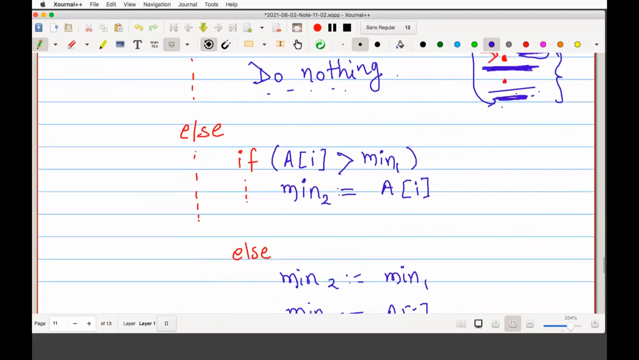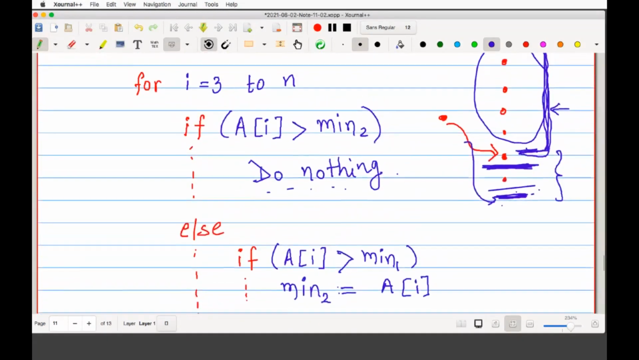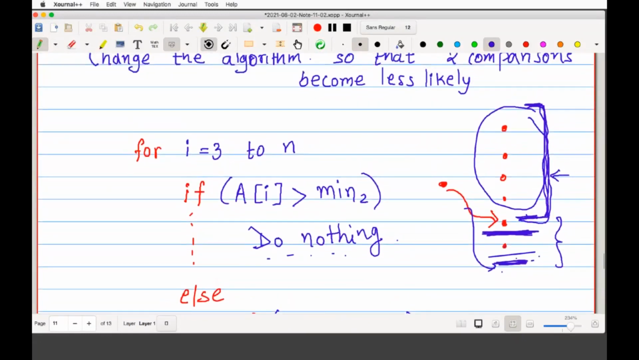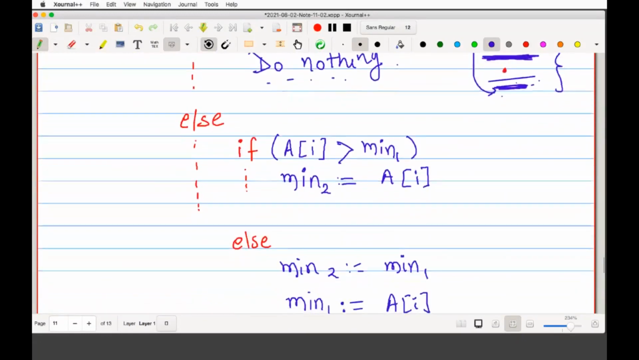Okay. So now let's try to formally analyze this algorithm. Any questions before we do that?